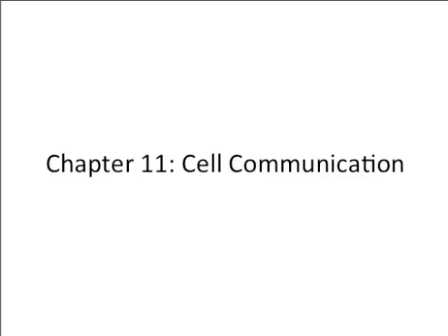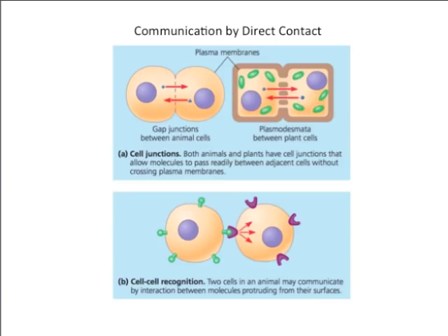So there are three main ways that cells can communicate. First, they can communicate by direct contact, which means they're right next to each other. This occurs both in gap junctions between animal cells, which we went over in the last video, chapter 8, and in plasmodesmata between plant cells.